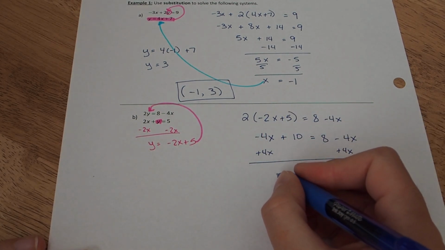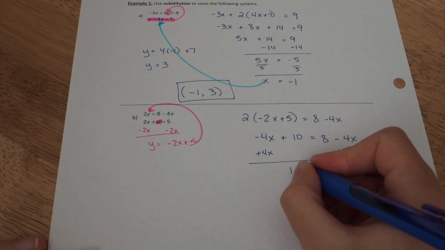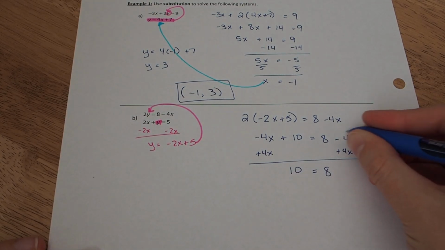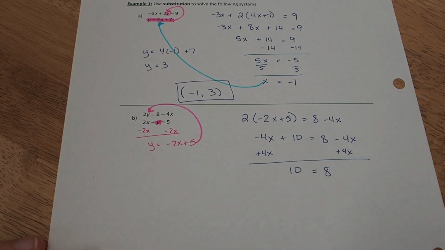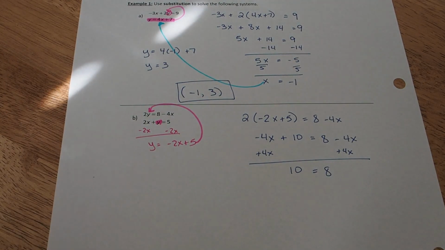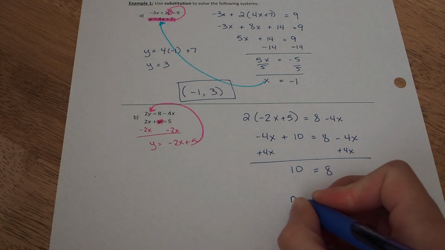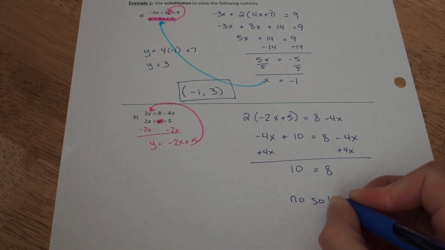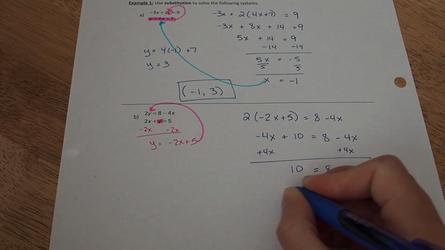And if I add 4x to both sides, negative 4x plus 4x is 0. So I just have 10 equals 8. Now, 10 equals 8 is not true, which leads me to the conclusion that this system has no solution. So the answer to this system is going to be no solution.